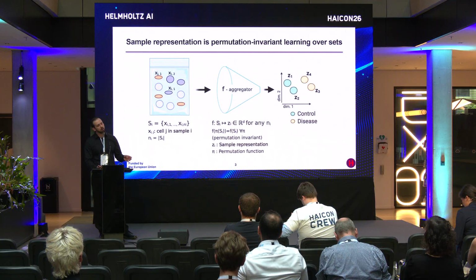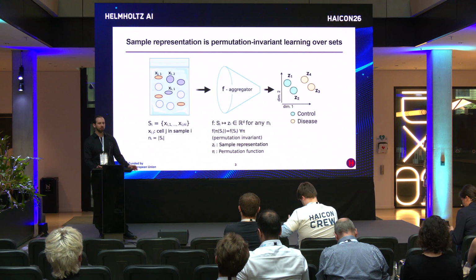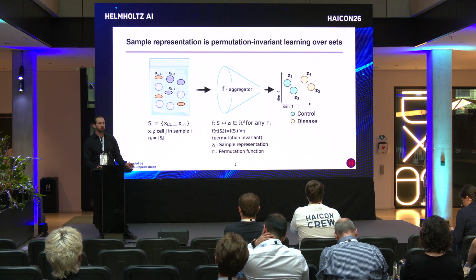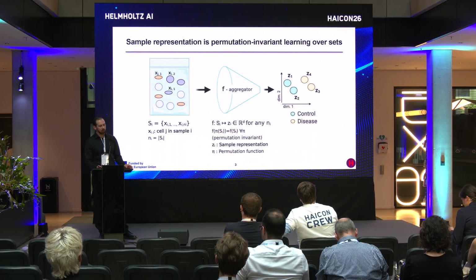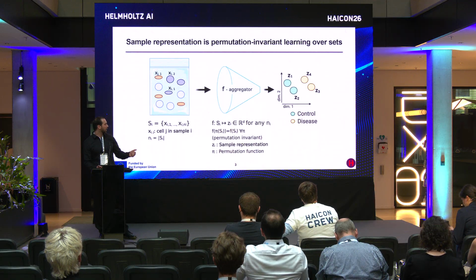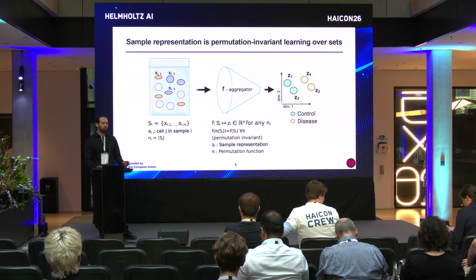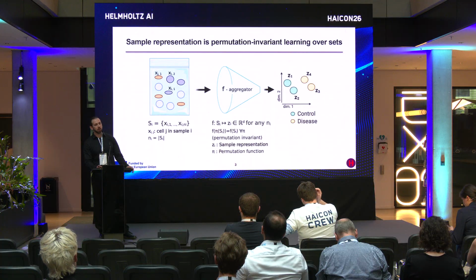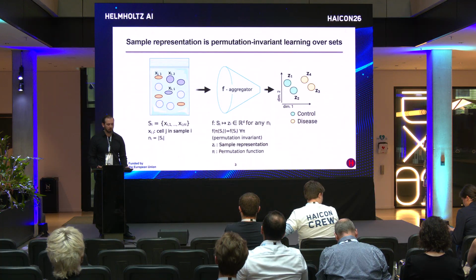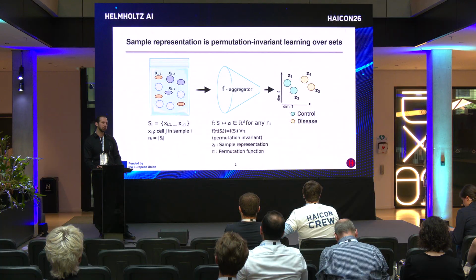Now, taking a step back and formulating this problem in a more machine learning way, we can understand a sample as a bag of cells of varying cell types or states and varying number. A sample representation can then be understood as a mapping of this input set to a singular vector z_i, which we would understand as a sample representation. An important property of these functions is that they need to be permutation invariant, meaning that this learned mapping should not depend on the ordering of cells, nor on the number of cells.